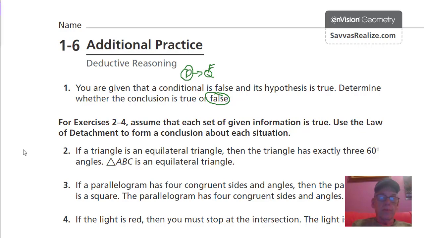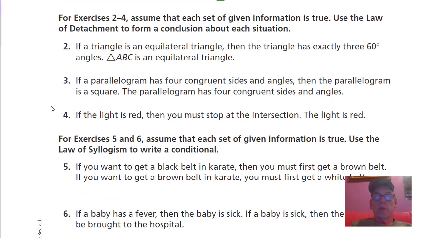Okay, let's look at number 2. Assume each set of given information is true. Use the law of detachment to form a conclusion. Now the law of detachment tells us that if the conditional statement is true and the hypothesis is true, then the conclusion must be true also. If it's a true statement and the hypothesis is true, the conclusion must be true. So these sets of information are true. If a triangle is equilateral, then the triangle has 360-degree angles.